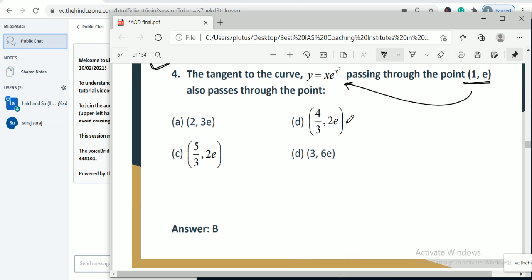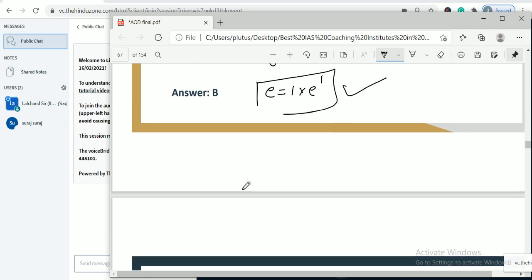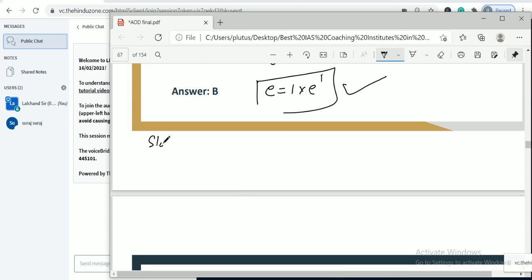How do you verify? Our curve is y equals x e to the power x square. So if you substitute this point, x equal to 1 and y equal to e, then e to the power 1. So this is satisfied. So we can say this point is on this curve. So now we need to find the slope.